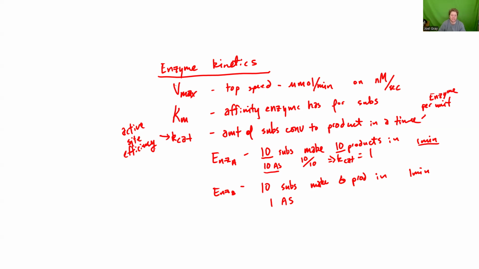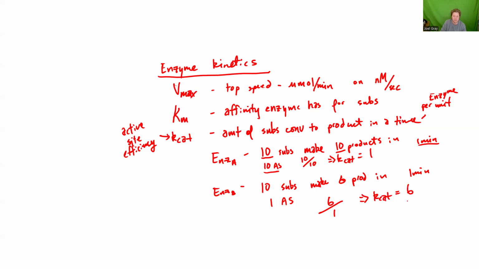How efficient is an individual active site? So we would say 10, and we're making 6. Actually, I'm going to get rid of that. I'm going to say 6 products were created with one active site. So we're looking at a kcat of 6.